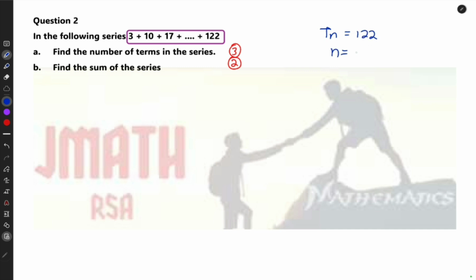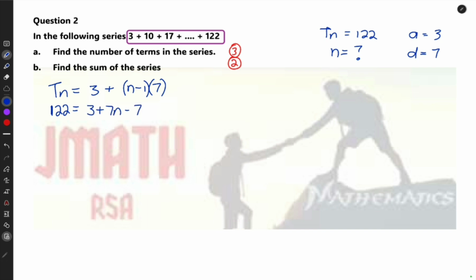The whole purpose of that is because I am going to work out what is n, and then a I can see is 3, d I can see is 7. So find the number of terms in the series. Tn equals a plus n minus 1 d. Okay, so you can first work out the Tn formula, or you can immediately go and sub in the 122, because I'm anyway going to use algebra to figure out what's n. I don't need the Tn formula. So this would be 3 plus 7n minus 7. So 3 minus 7 gives me -4. I can take it over. It will become 126 is equal to 7n. And then if I divide, I just get 18 is equal to n.